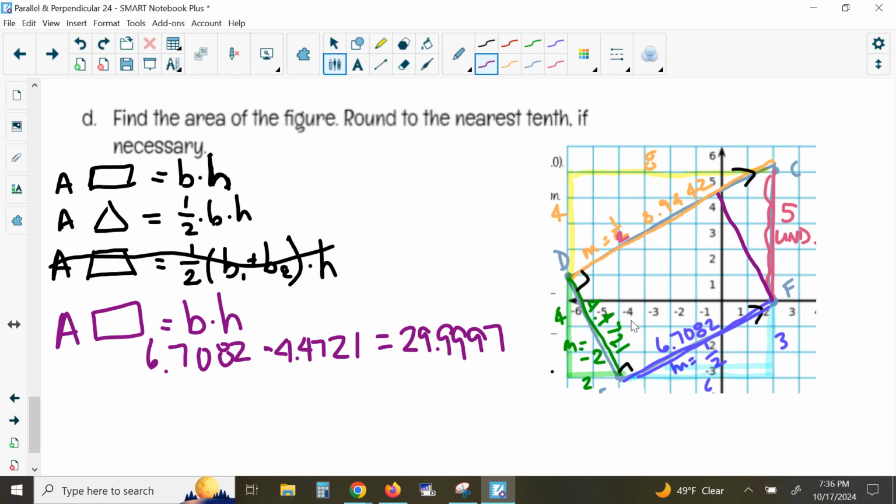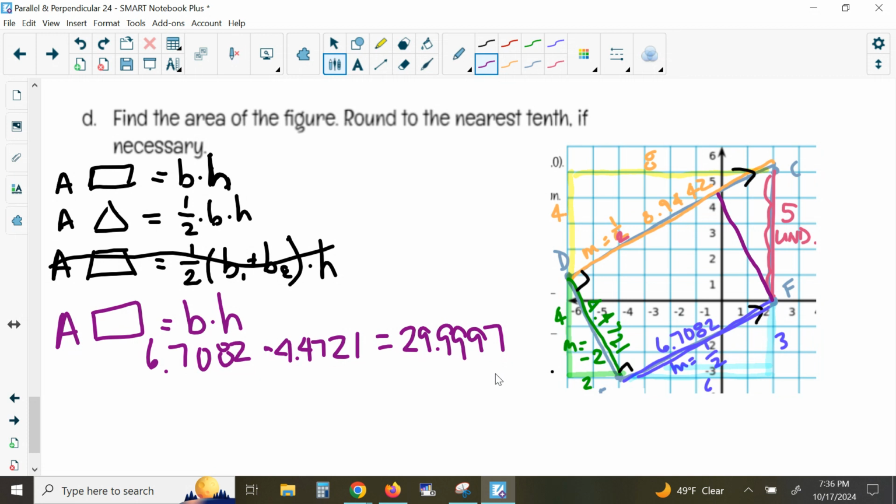And if you look in here, see if it makes sense by counting these. It's like 1, 2, 3, 4, 5, 6, 7, 8, 9, 10, 11, 12, 13, 14, 15, 16, 17, 18, 19, 20, 21, 22, 23, 24, 25. So this does look like it's about 30 boxes in there. So this is a perfectly fine answer that makes sense.